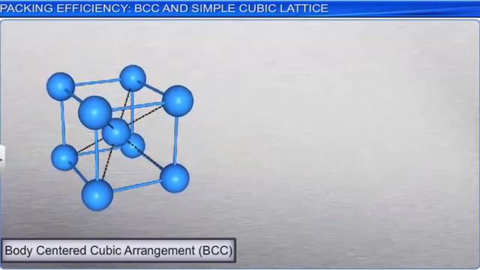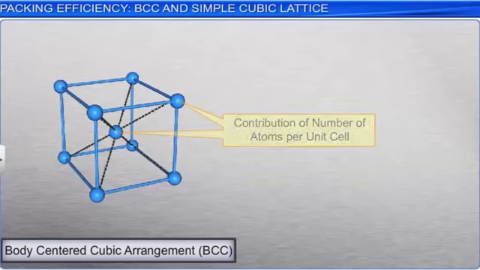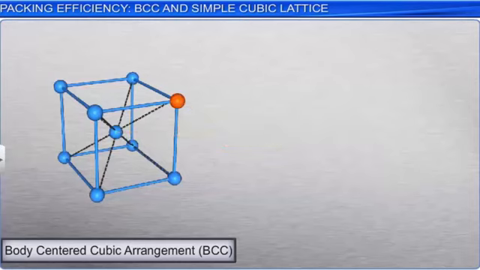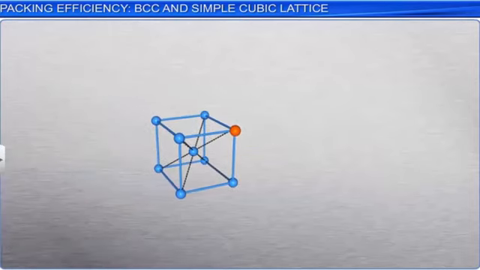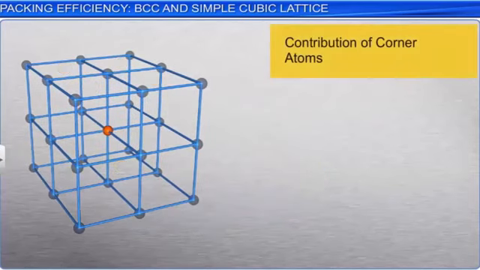Among these, 8 spheres are present at the corners, and 1 sphere at the body center of the unit cell, as shown here. You can calculate how many atoms or spheres each BCC unit cell contributes. Each sphere at the corner of a unit cell is shared by 8 surrounding unit cells. So the contribution of the corner atoms to a unit cell is 8 into 1 by 8, which is equal to 1.